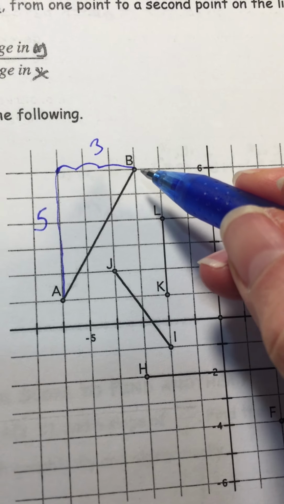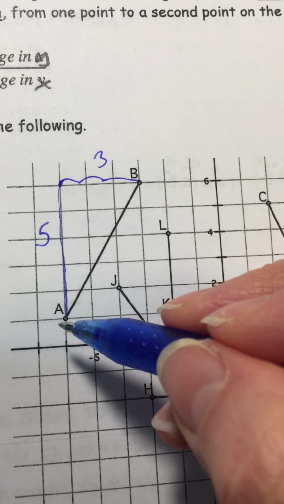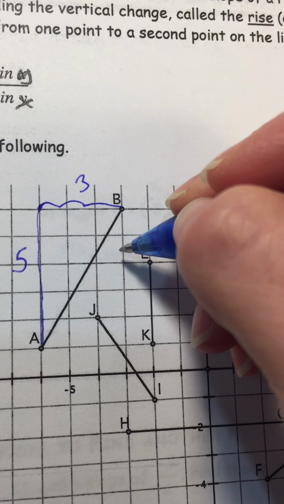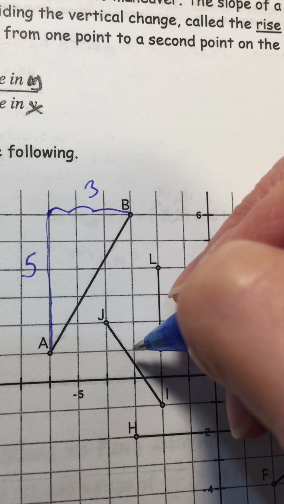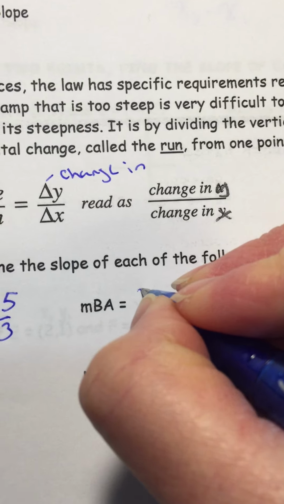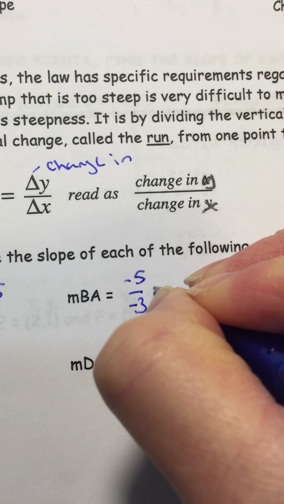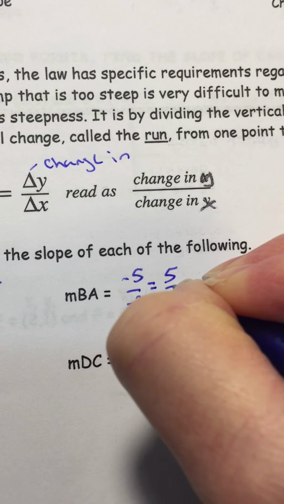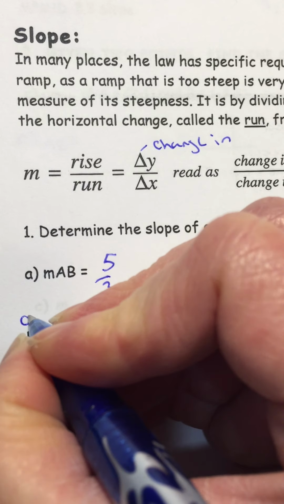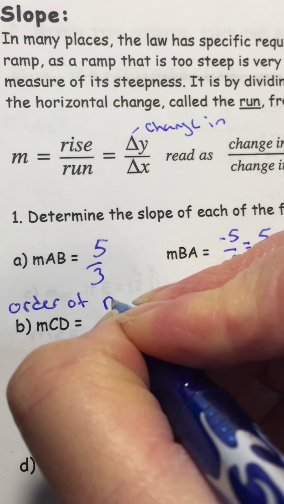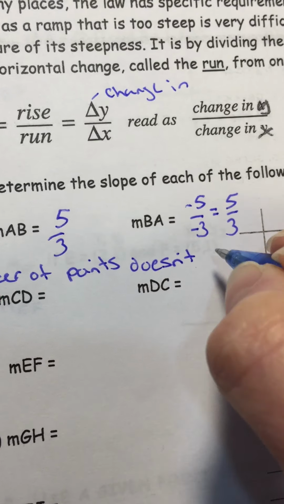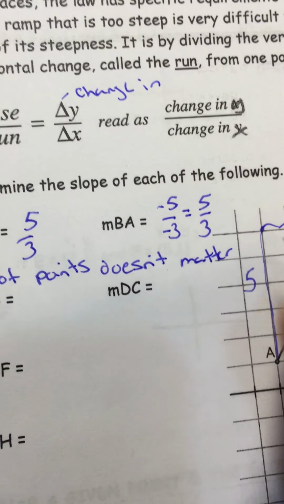Now notice, I could have started at B and gone to A. And if I did that, I would have said, okay, from B to A, I'm going to rise or go down -5, and then I'm going to run in the negative direction 3. So that would have been -5 over -3, which of course reduces to 5 over 3. So the slopes will be the same. The order of points doesn't matter. You can't get it wrong.